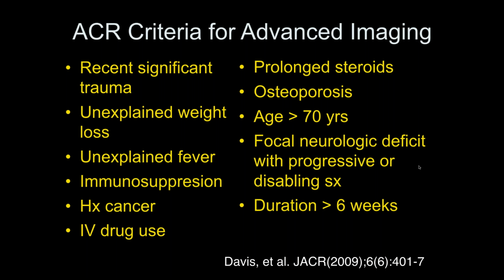Good. Now, that 6 weeks, I'm not sure that I would go along with that 100% of the time. I would like to have an MRI if I'm suspicious enough to worry about metastatic disease or a cancer that may possibly be cured. I'm not a cancer doctor, but I do have the problem. Yeah, right. And then focal neurologic deficits with aggressive or disabling symptoms and duration over 6 weeks again. So these are the ACR criteria.